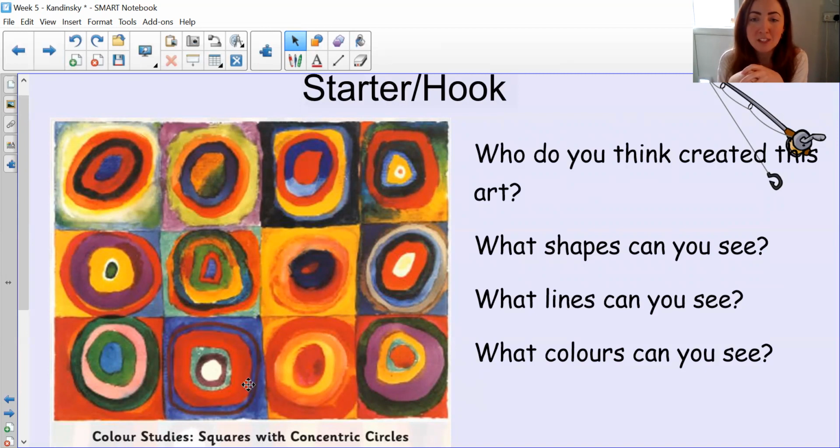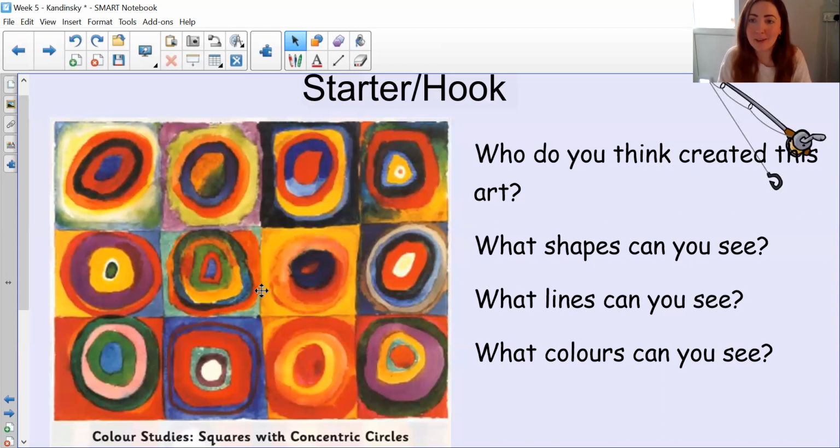And we can see there aren't any straight lines in this art either, are there? Because although we have squares, just like circles, they're not perfect squares. So the lines are quite wobbly, aren't they? So when we're creating our art today, we need to remember that our shapes do not need to be perfect, because Kandinsky is very famous for this particular painting, and his shapes are not perfect. It's all about his self-expression.